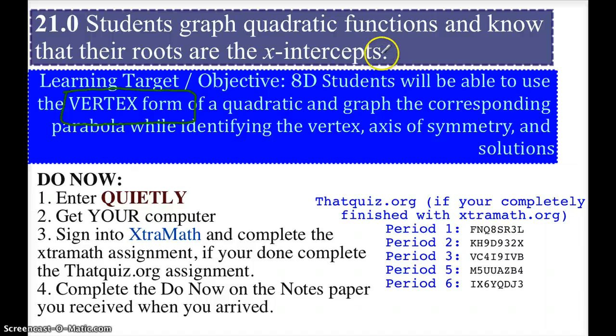If you have not yet finished extra math, do this first. So this is first. If you're not yet done, first. If you are done with extra math, thatquiz.org is here. If you have time and you're done with extra math and you finished both of them, you're more than welcome to give this a try. We're learning about place value and values of parts of numbers.